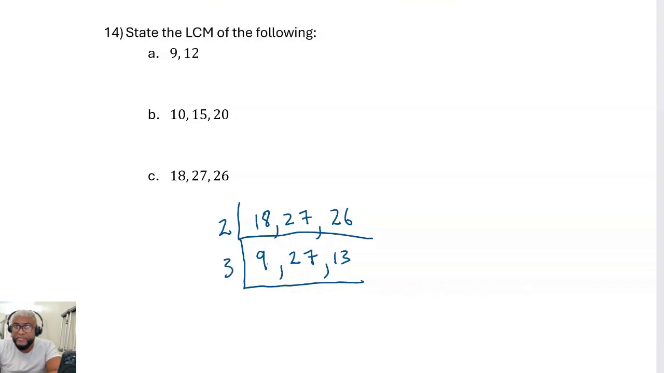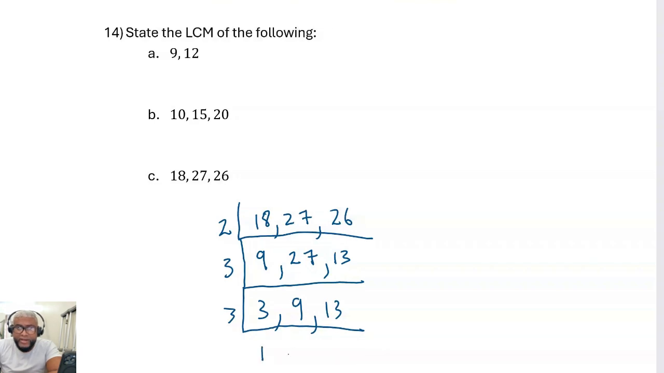So we go to 3. I will put it down. 3 into 9 is 3. And 3 into 27 is 9. You bring down the 13 because 3 cannot go into 13. You're using 3 again.